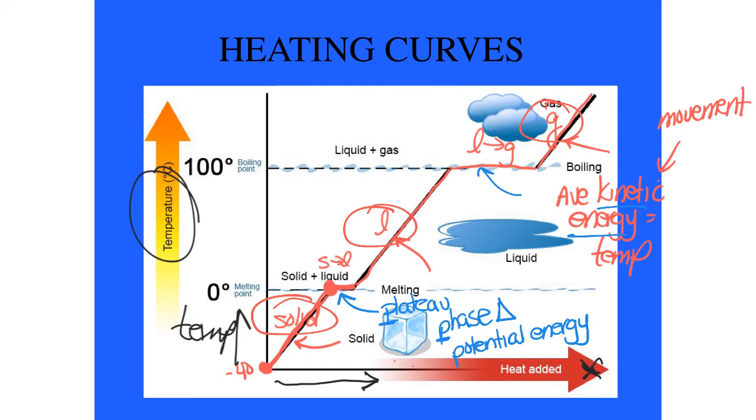Okay, so the way I always tell my students to remember this is P, P, P. Potential energy, plateau, phase change. P, P, P. So on the plateau, there's two of them. You've got a phase change, solid turning into a liquid or liquid turning to a gas, and you have potential energy that's changing. Obviously, if we're adding heat, the potential energy is increasing. If we're taking heat out, the potential energy is decreasing.